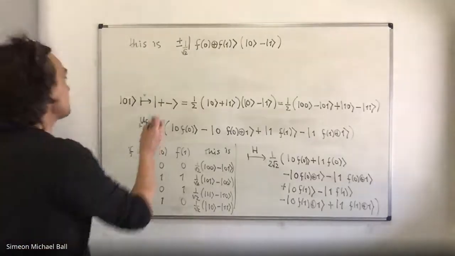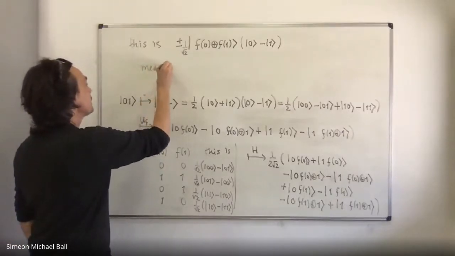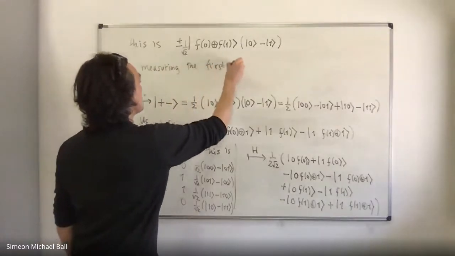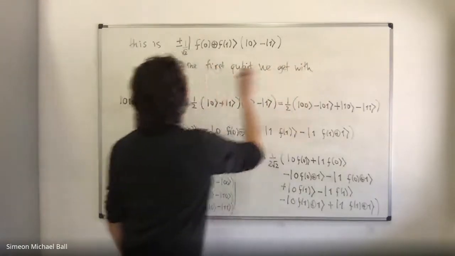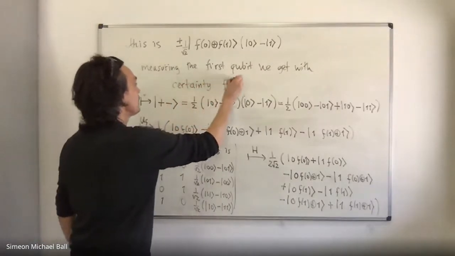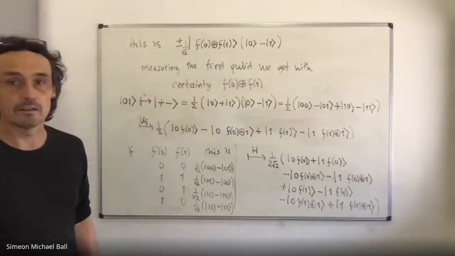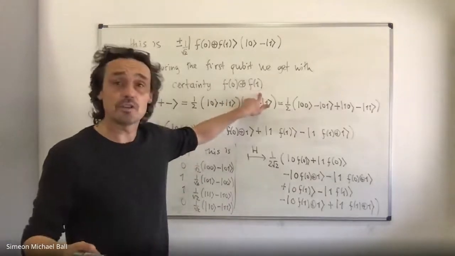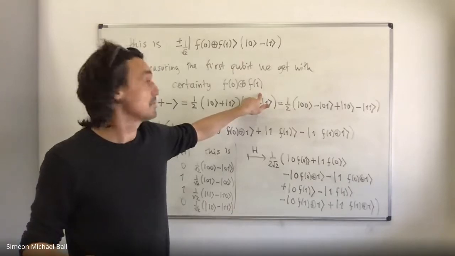And the idea now is to simply say, measuring the first qubit, we get with certainty f of 0 plus f of 1. Why is that interesting? Well, because if you want to calculate this on a classical circuit, you'll need to do two operations.